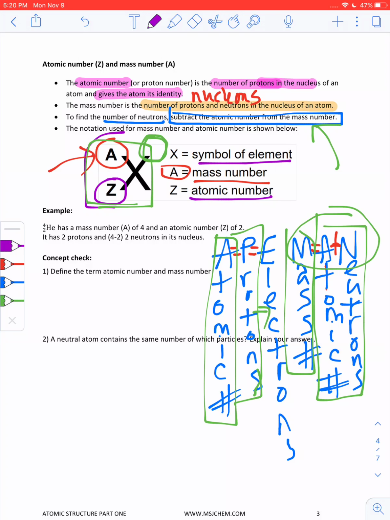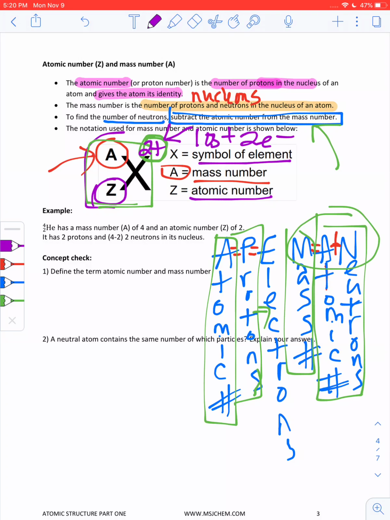If you see that, it's going to be a charge. So it might be like 2 plus, or 3 minus. What that means is that the protons and electrons are not equal. That means that some electrons have been lost or gained. If it's a positive charge, like this one I just wrote, that means that it's lost 2 electrons.